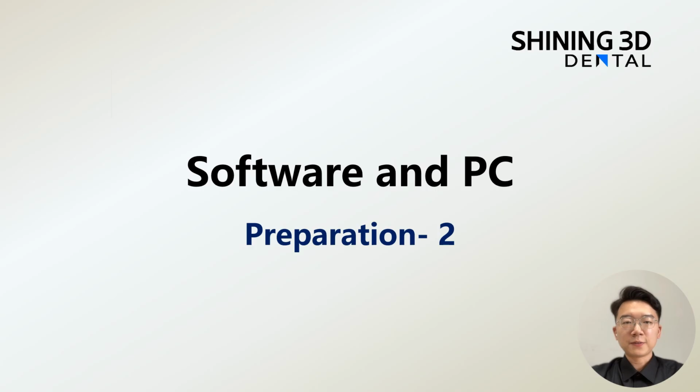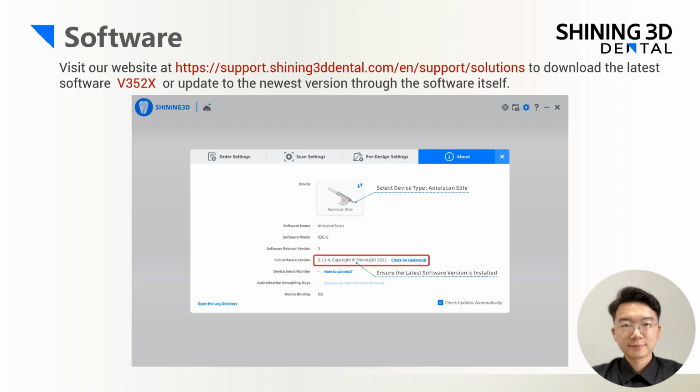The second part of the preparation is to confirm the software and PC configuration, or PC requirements, for Aoralscan Elite specifically. As for the software part, please ensure that the software you're using is up to date. We continuously optimize the scanning process, and keeping the software updated will ensure the best scanning experience. Contact the support team for the latest version of the software. Additionally, ensure that when using Elite for scanning, you switch and select the correct device type in the setting interface.